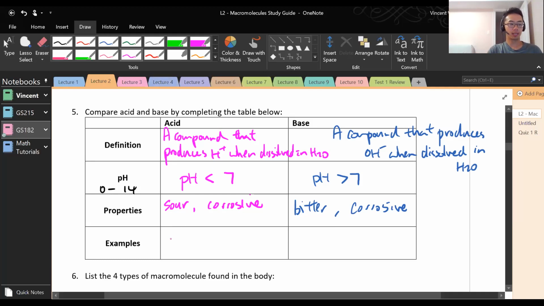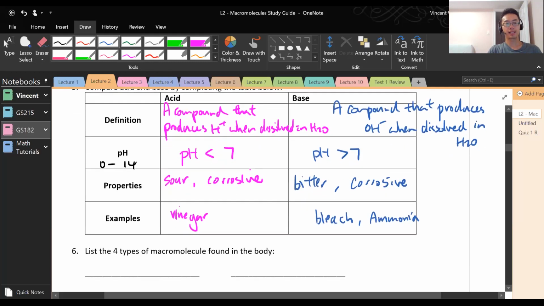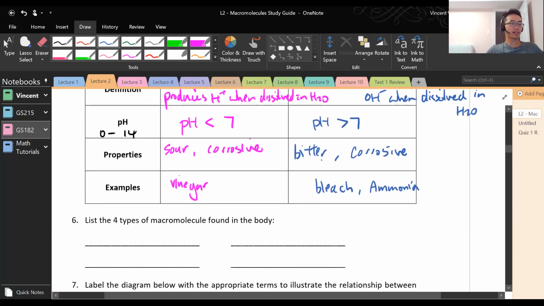So for example, we said vinegar, okay? And then we have bleach, right? Or like ammonia. Right, so all these are examples of acid and base. Okay, so that's it for the chemistry.